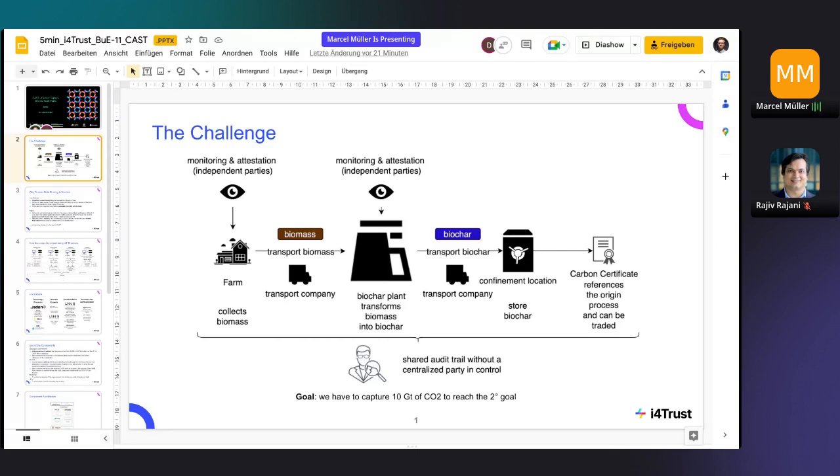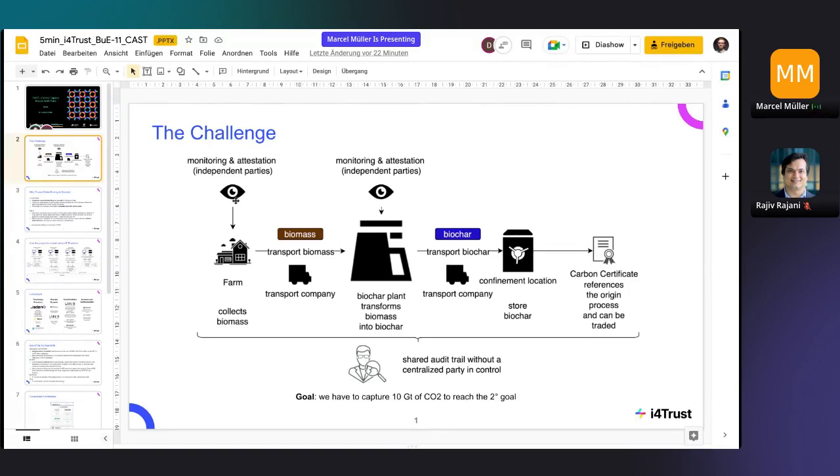This is a chemical process where you have many different parameters, and where also the end product can have different purity grades. For example, it can have 80 or 90% of carbon inside this biochar. Then this product is being transported to a confinement location where it's supposed to be stored for the next 20, 50, 100 years to keep carbon under the ground and not fire it back up again.